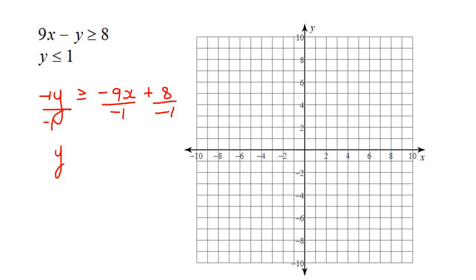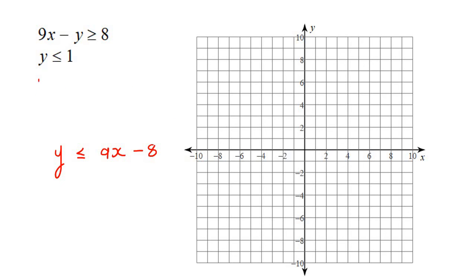So we're going to get y. Remember, when you divide by a negative, you must switch the sign around. So it's going to go like that. And then these two negatives are going to cancel, so it becomes a positive 9x. This positive and this negative gives you a negative like that. And so there's the equation for that one. Let's just rewrite that over here.